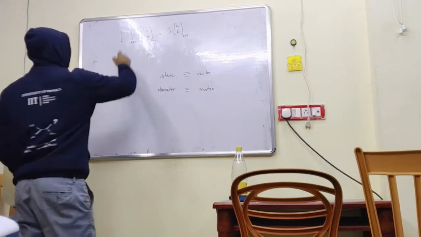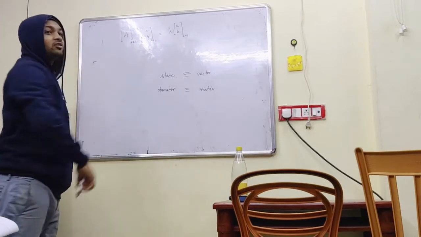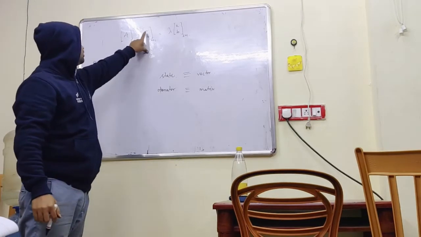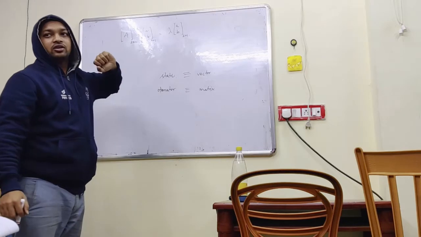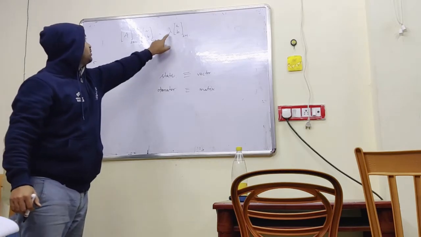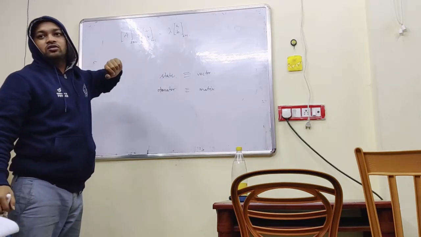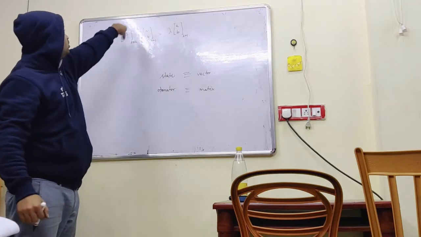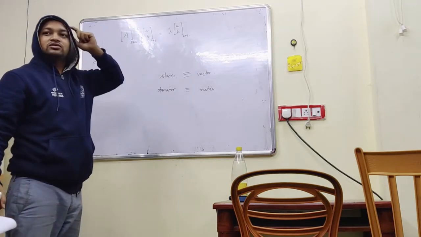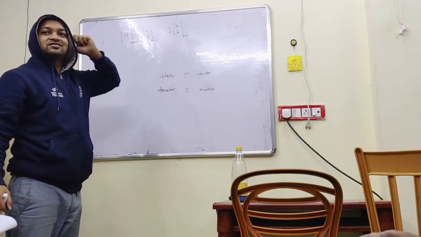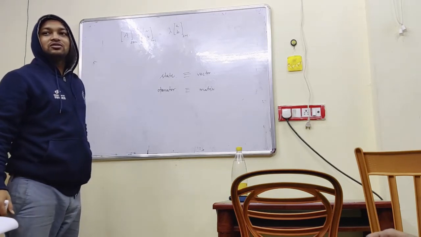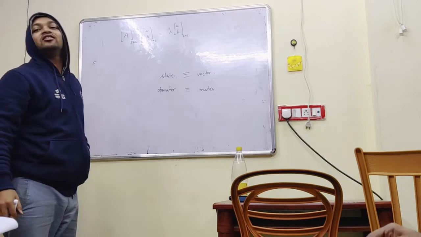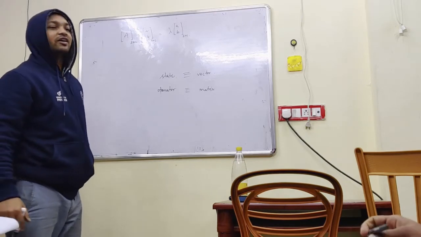Suppose there is a matrix, some matrix A, which acts on a vector AB and gives you the same vector multiplied with a constant. This kind of equation is called, try to recall from your linear algebra, an eigenvalue equation.